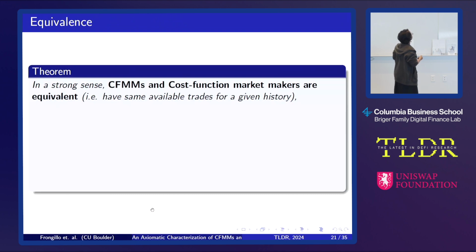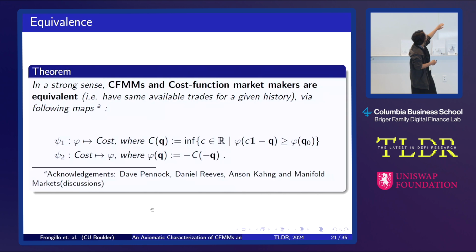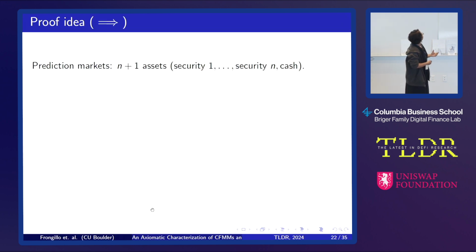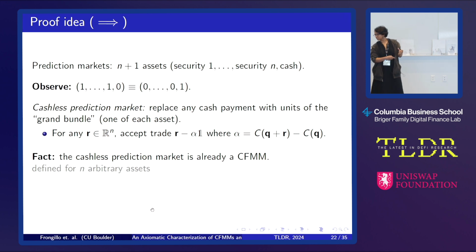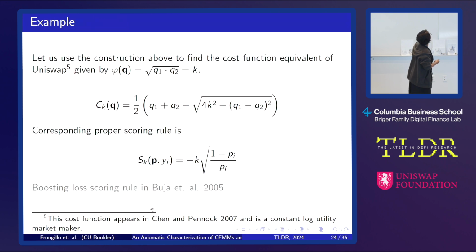This is our second result. In a strong sense, we show that CFMMs and cost function market makers are actually equivalent via this map. So there's a one-to-one map to go from one to the other. And when we say equivalent, we mean that at any given point of history, the trades available in both worlds would be the same. So the market progresses in a similar fashion. I'm going to skip over the proof because of time. It does use risk measure literature in convex analysis.